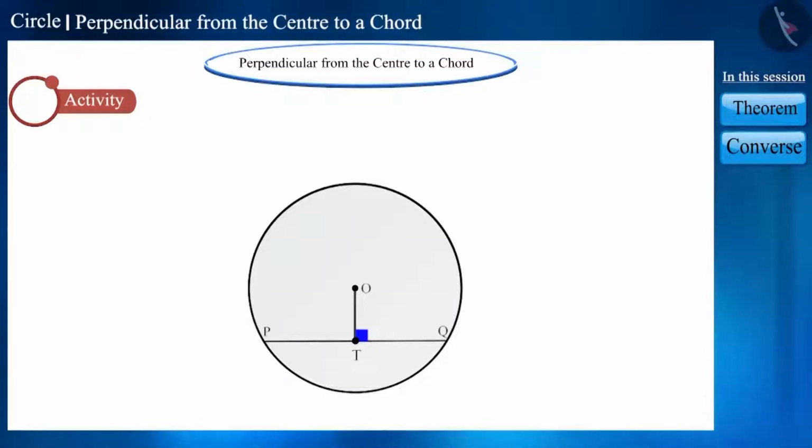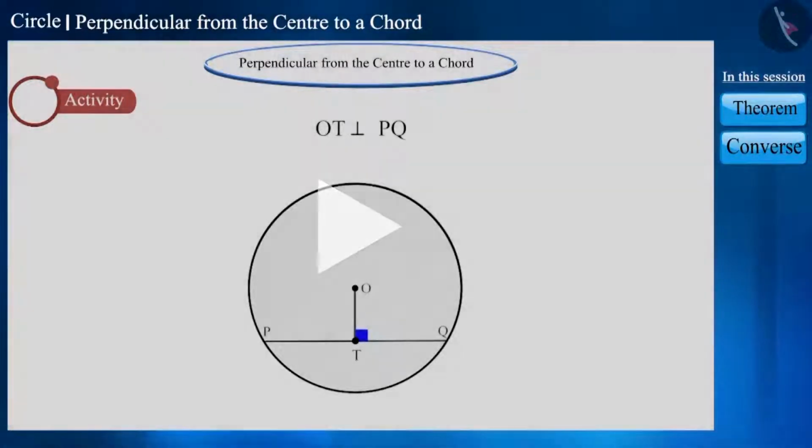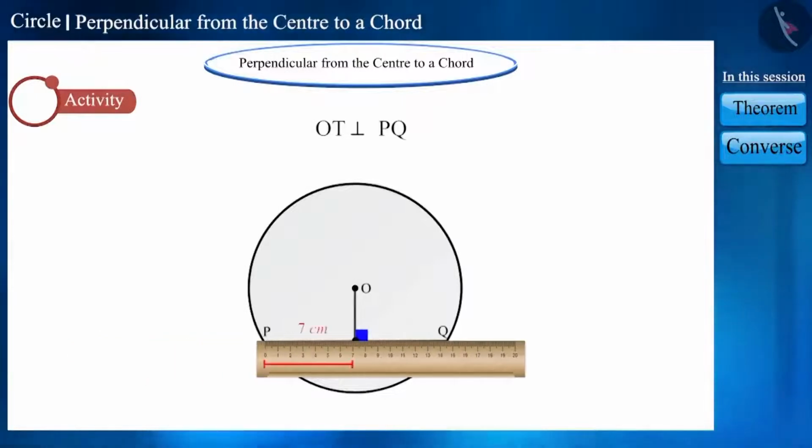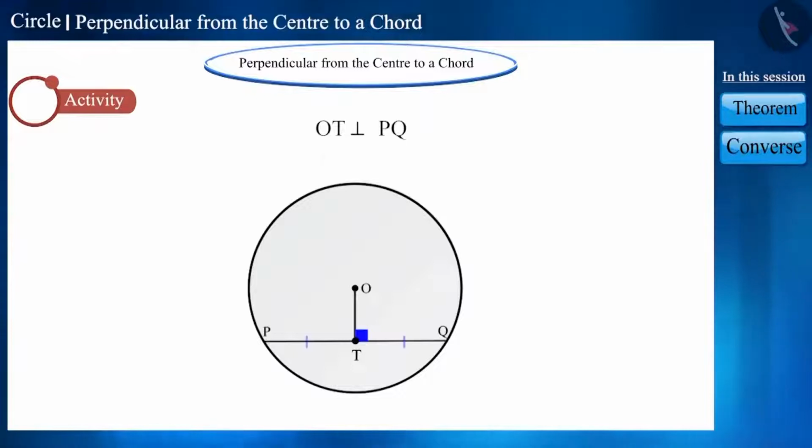Now, we can say that line segment OT is perpendicular to chord PQ. Friends, here, T is the midpoint of chord PQ. You can pause the video and check it. Friends, you can see that the length of these two segments are equal. That is, line segment OT perpendicularly bisects chord PQ.